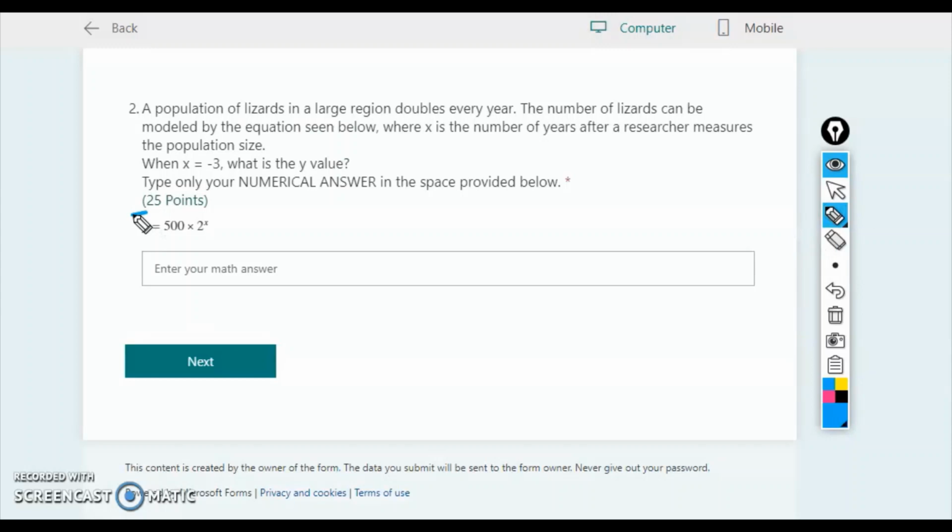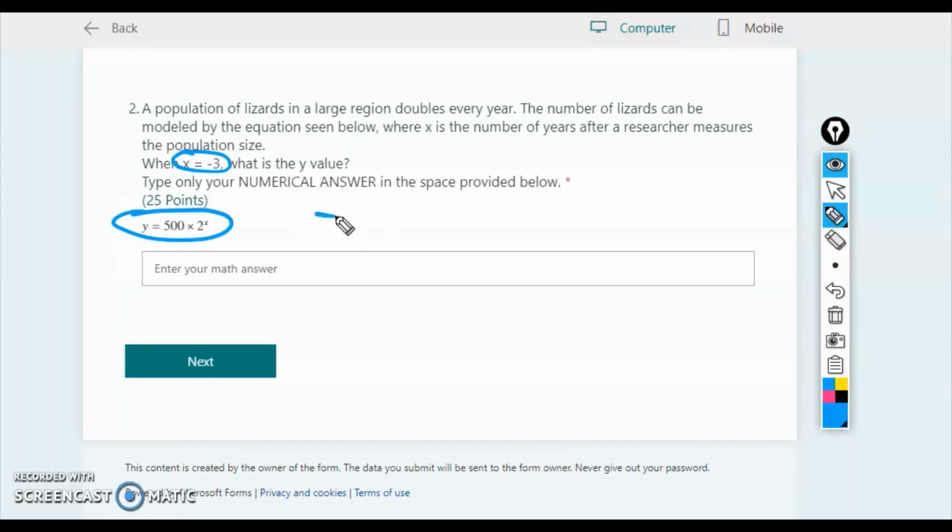Okay, so according to this, it started with 500 lizards, and then the 2 raised to the x means it doubles every year. So if it was 3 raised to x, it would triple every year. They want to know what is the value when x equals -3.